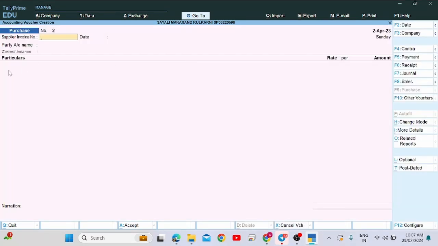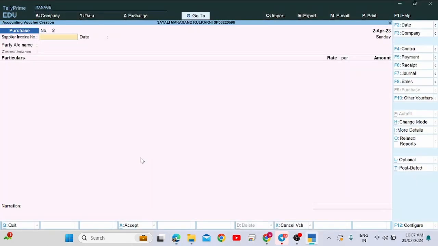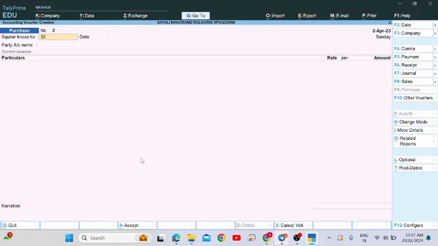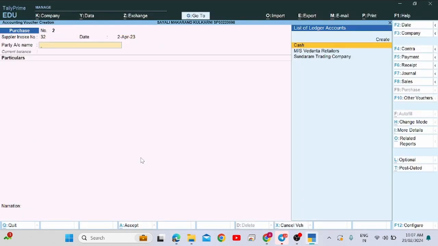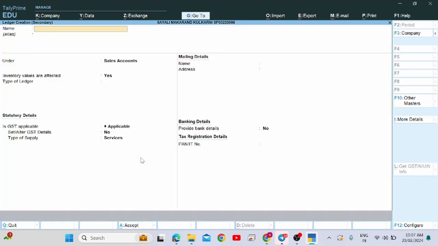By selecting accounting invoice, Tally will ask me to write particulars. This is the difference: particulars means the accounting invoice, and name of item means the item invoice. Correct. Here then invoice number 32, type 32, and on which date? 2nd April, that is correct. And from whom you have purchased? A Limited. A Limited's ledger is not there, Tally is giving an error, that means it is not there.